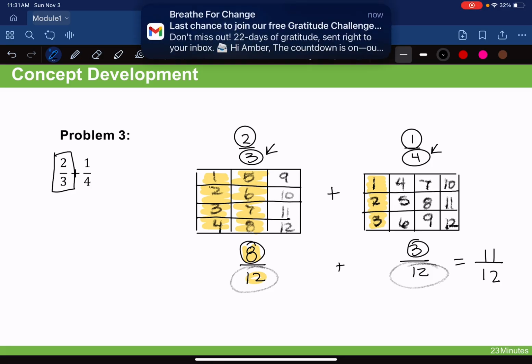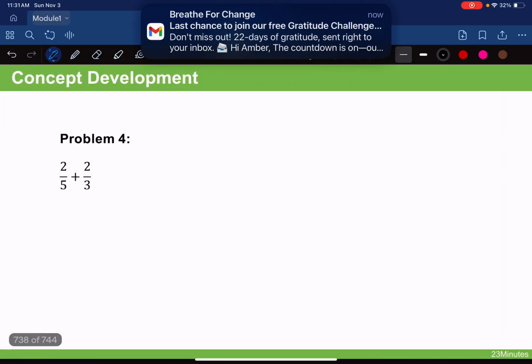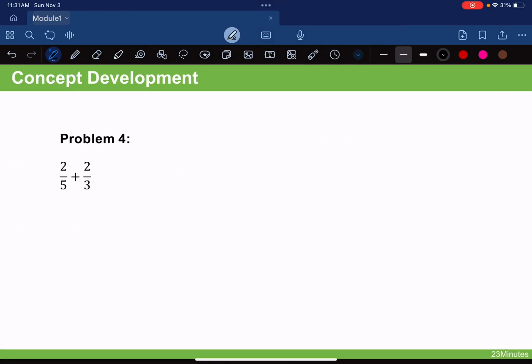All right, the next one, I want you to go ahead and attempt it. So pause the video, set up your models, shade everything in that needs to be shaded in. So hopefully you paused the video. It should be that you create your model.